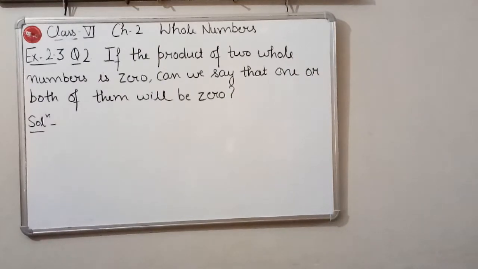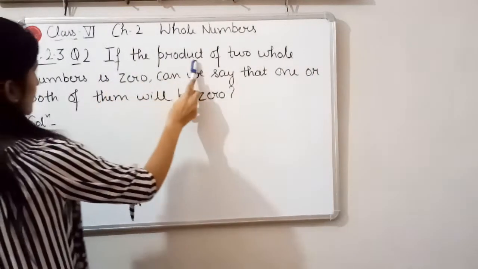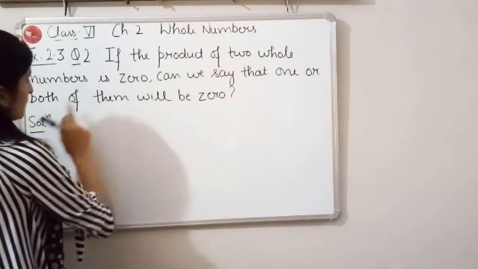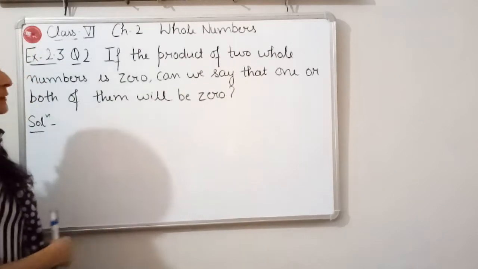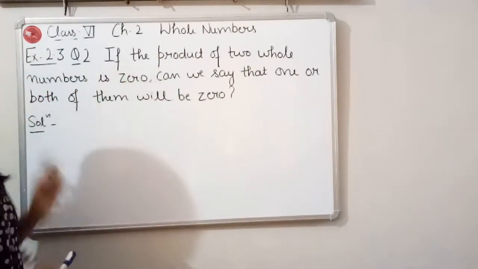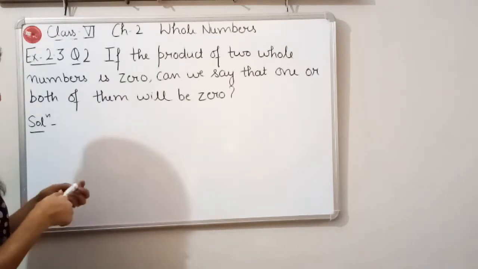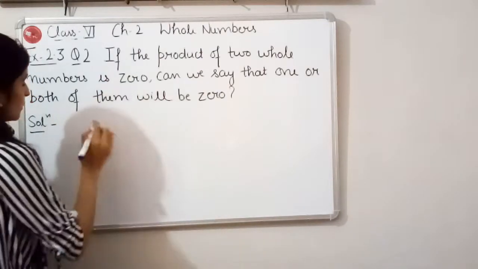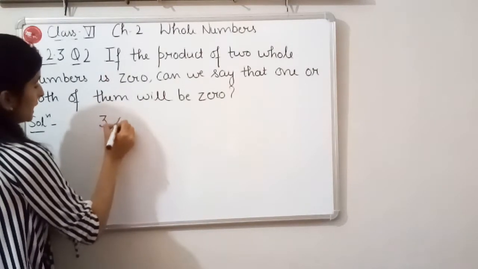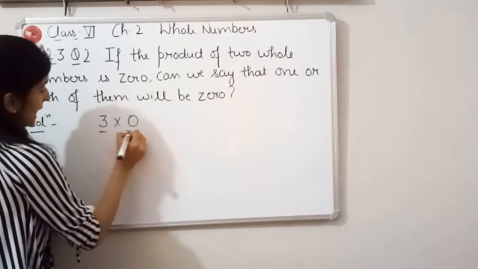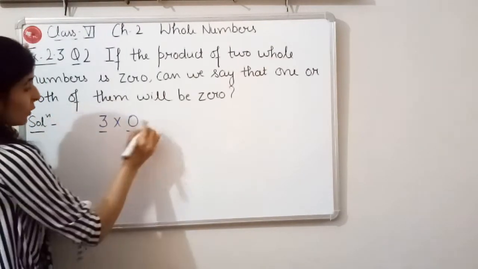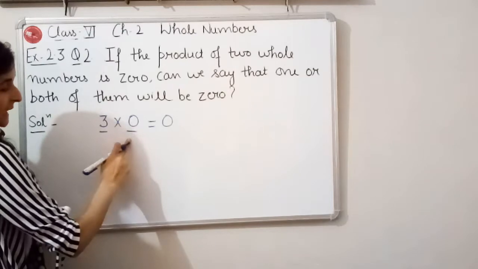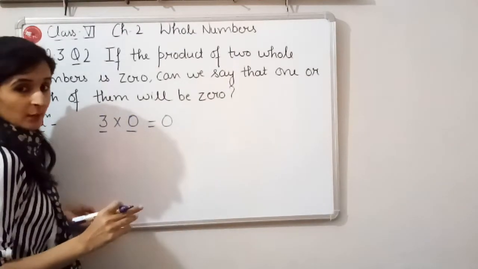Now the second question is, if the product of two whole numbers is 0, can we say that one or both of them will be 0? What is the meaning of this question? If the product of two whole numbers is 0, suppose we are taking two whole numbers but their product should be 0. So suppose I am taking 3 and 0. This 3 and 0 both are whole numbers. So 3 multiplied by 0 is 0. Because whenever we multiply any number by 0, we get the answer 0.